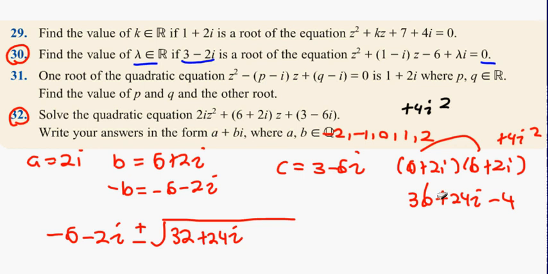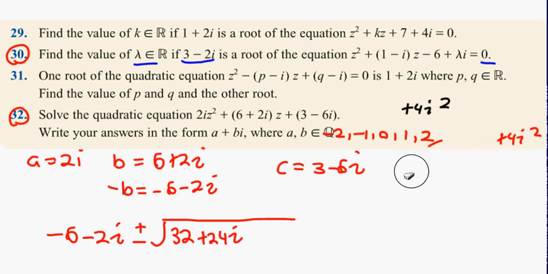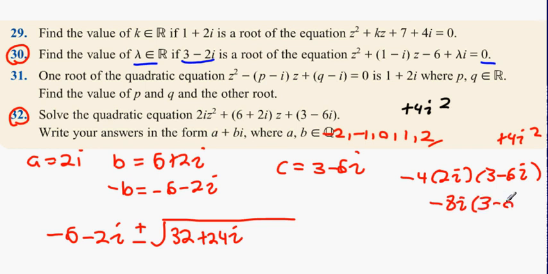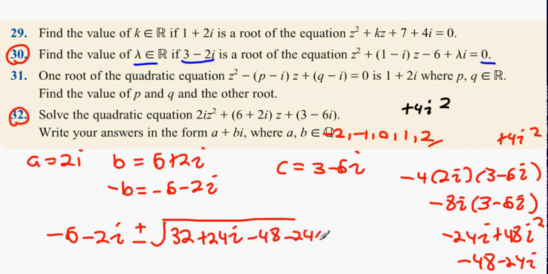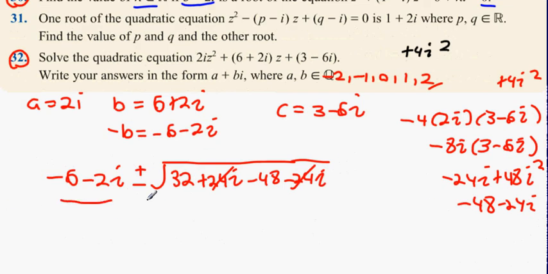And then, once we've done that, what we're going to do next is multiply minus 4ac, so it's going to be minus 4 times 2i times 3 minus 6i. That's minus 4ac, so minus 8i times 3 minus 6i, minus 24i plus 48i squared, minus 48 minus 24i. Then they cancel, so that's going to be over 2i.